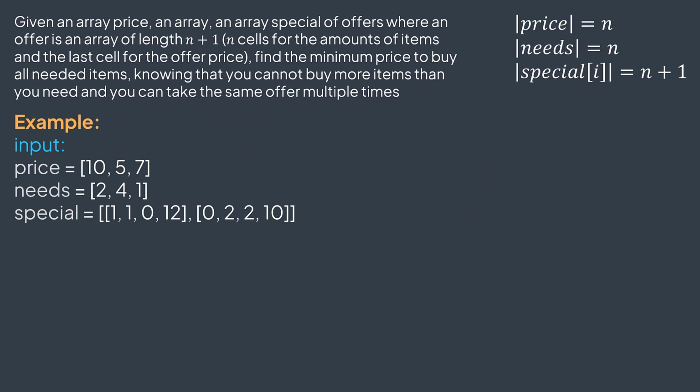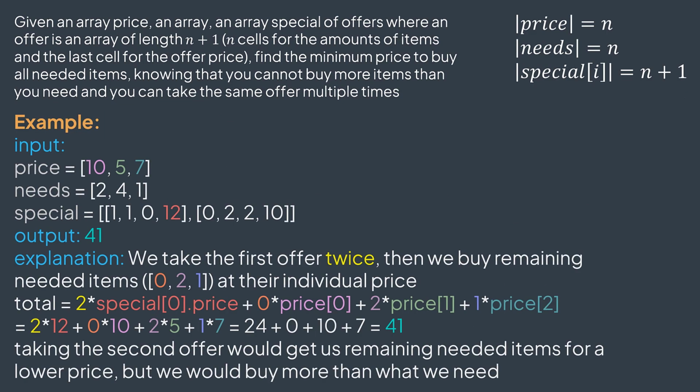For example, we have 3 items. Their prices are $10, $5, and $7 respectively. And we need the item 0 twice, the item 1 4 times, and the item 2 once. We have 2 offers. The first one, the first item and the second item once for $12, and the second offer, the second item and the third item twice for $10. The minimum price that we can get is $41.